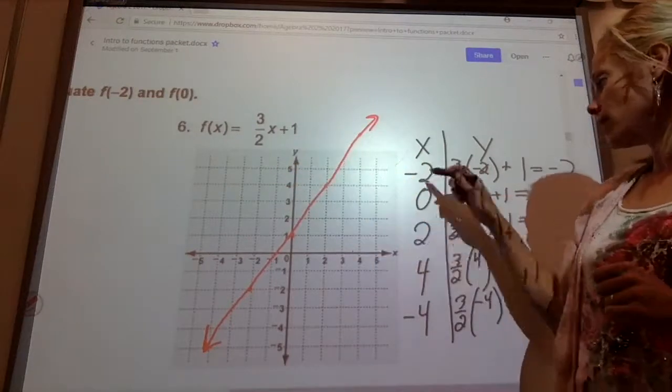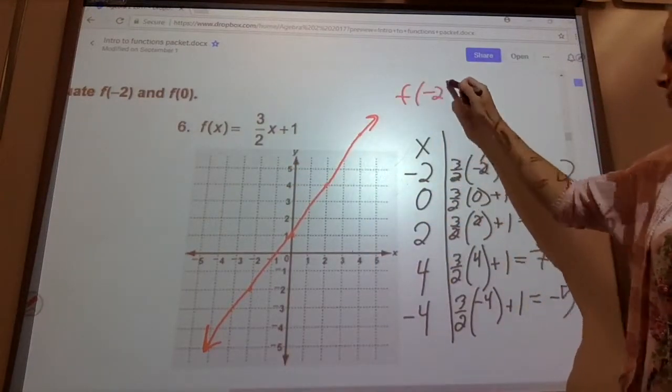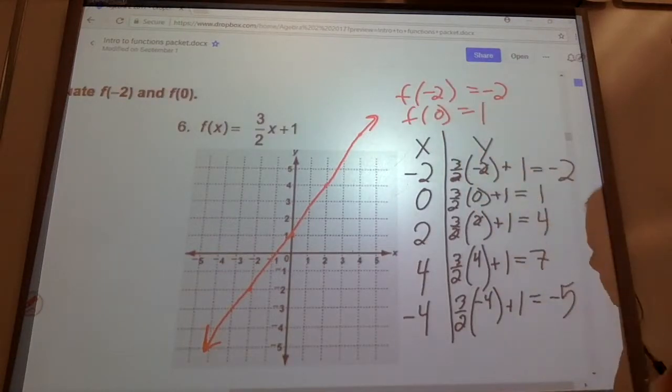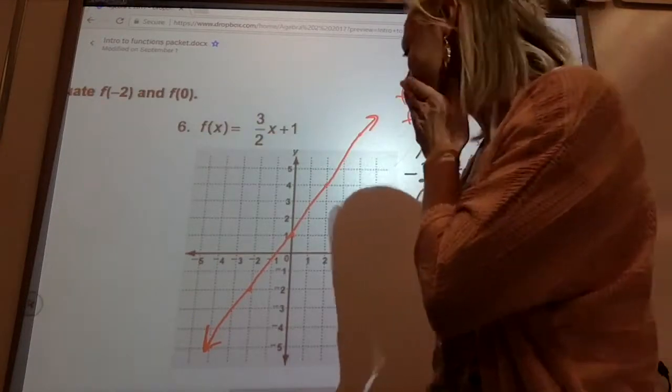And I evaluated, I already have them. F of negative 2 was negative 2. F of 0 was 1. Whoa, it's a line. Wow.